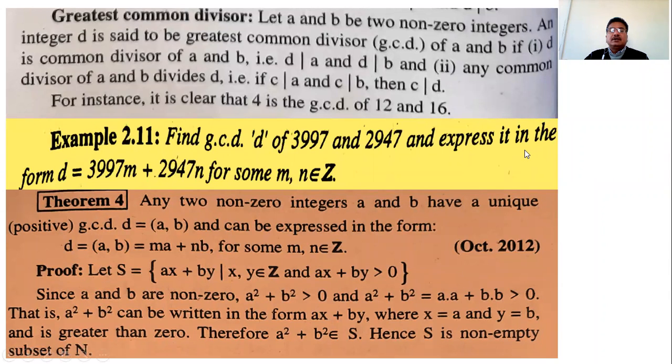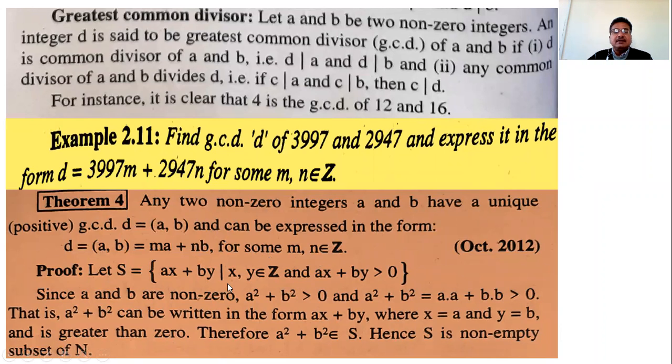One more theorem on the greatest common divisor. So what is the theorem? Any two non-zero integers a and b have a unique greatest common divisor, denoted by d, or (a, b). That is the notation for greatest common divisor, and it can be expressed in the form d = ma + nb for some m and n belonging to Z.